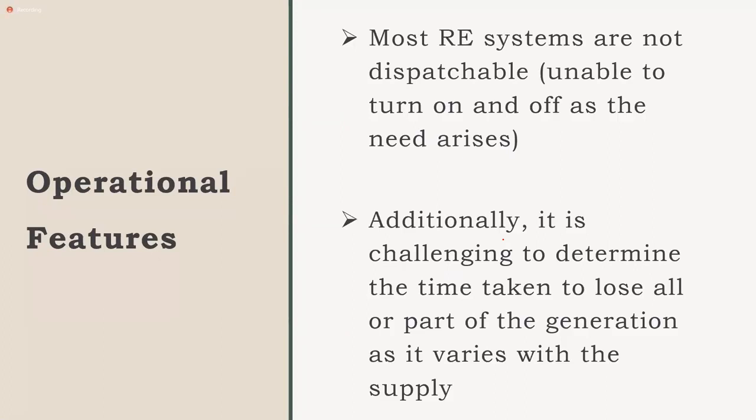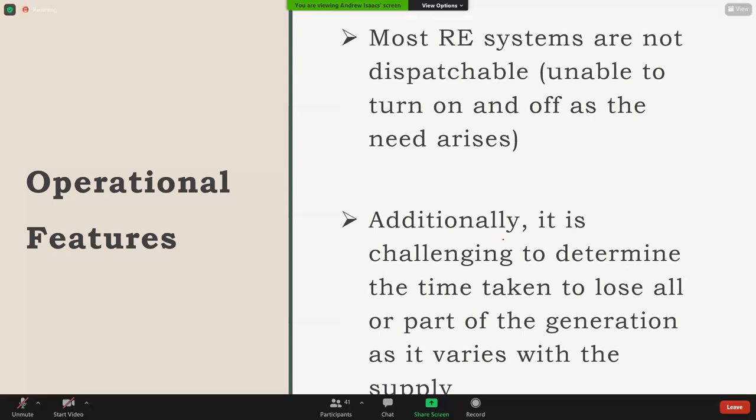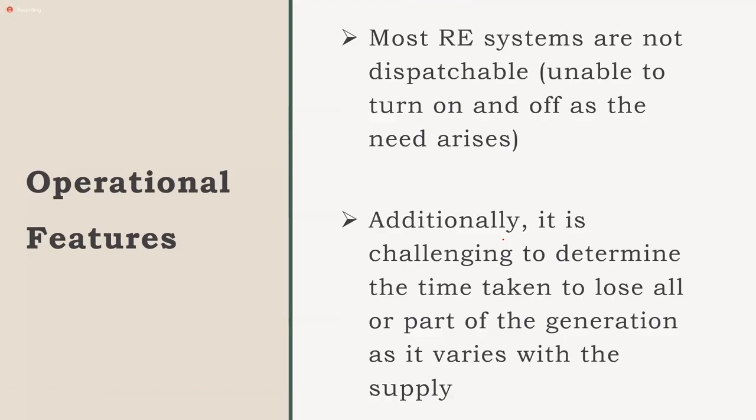The other difficulty is that we can't tell the time taken to lose our part of the generation. So let's think of solar. I have literally stood and watched solar generating facilities here in Jamaica move from supplying close to maximum, close to 18 megawatts of power, and I'm standing there looking at it and see it drop to about 2 megawatts in no time. Why? Because you have a beautiful cloud that just comes into the area and covers that solar plant.